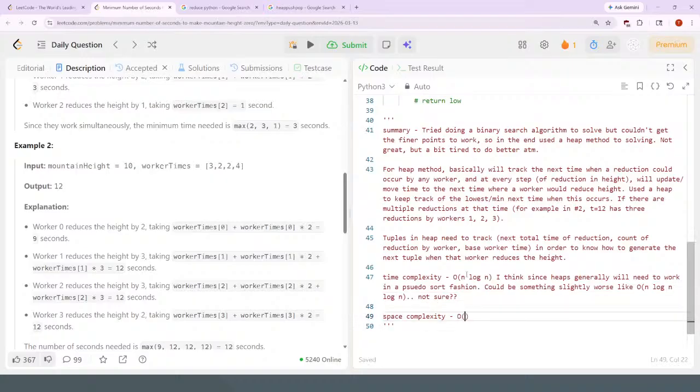Space complexity could be O of n in order to maintain the heap.